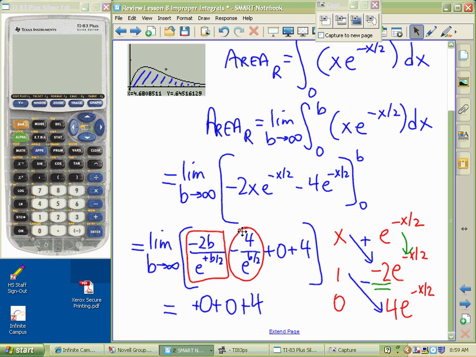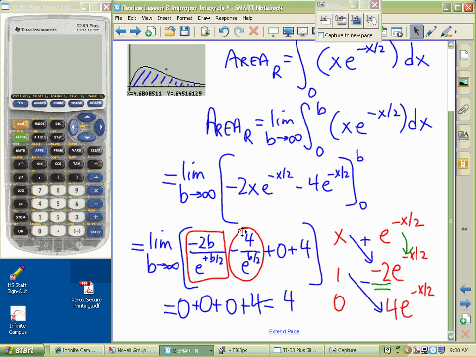If you're not satisfied with that explanation, and you may not be, L'Hopital's rule will get you 0. Remember what L'Hopital's rule says? You take the derivative of the numerator, the derivative of the denominator, and try again. So we'd have negative 2 over very big, and that reduces to 0. And so we can find that area.